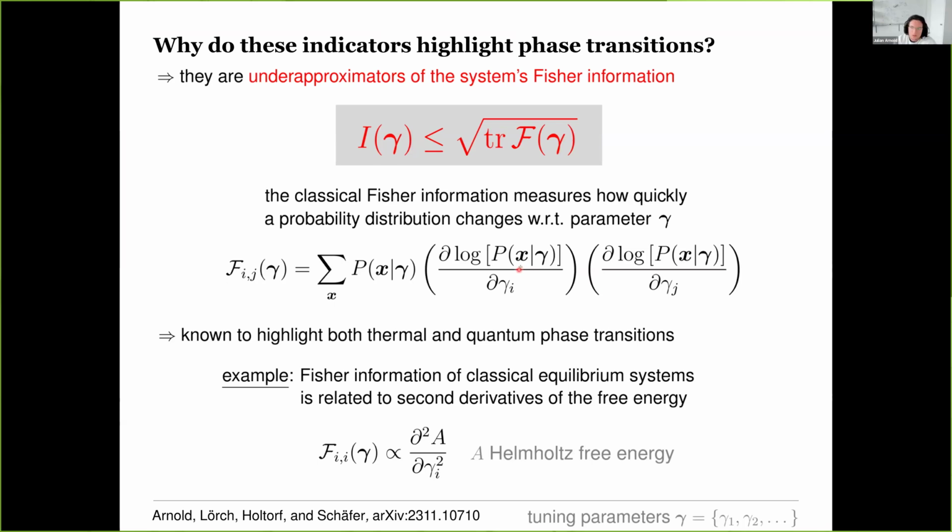So this should provide you some intuition on why these indicators can highlight phase transitions. Because in the end, what we do is we compute these indicators, and they are deeply related to Fisher information. So the indicators are a way of approximating the Fisher information in a data-driven way.